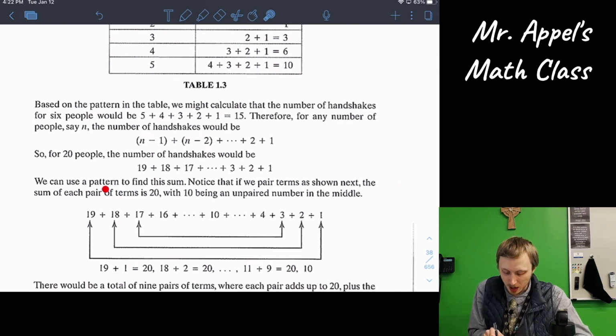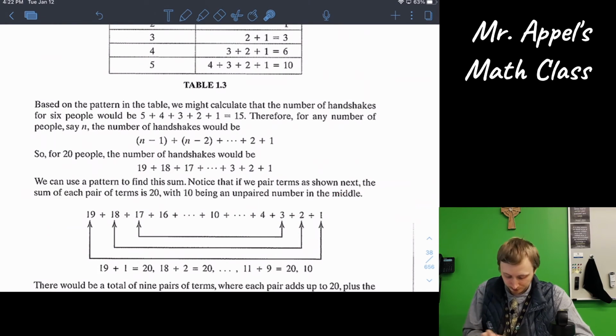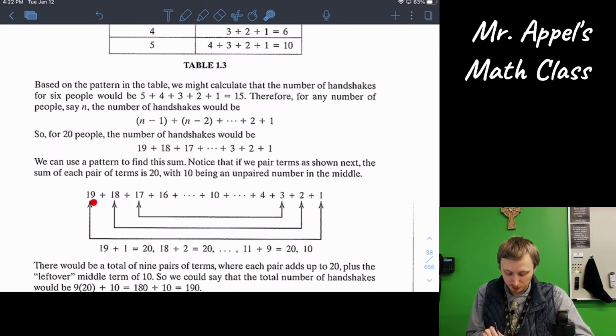We can use another pattern to find this sum. Notice that if we pair terms as shown next, the sum of each pair of terms is 20, with 10 being an unpaired number in the middle. Oh, look at that, clever. Put the first and the last. 19 plus 1 is 20. 18 plus 2 is 20. 17 plus 3 is 20. So on and so forth, except 10 in the middle.